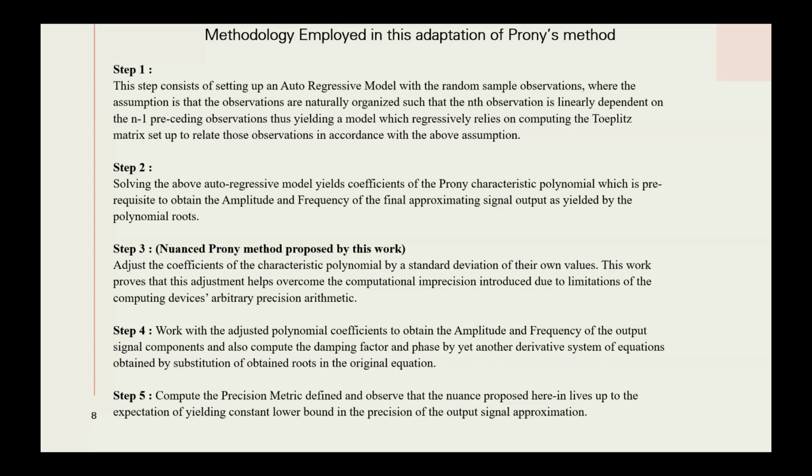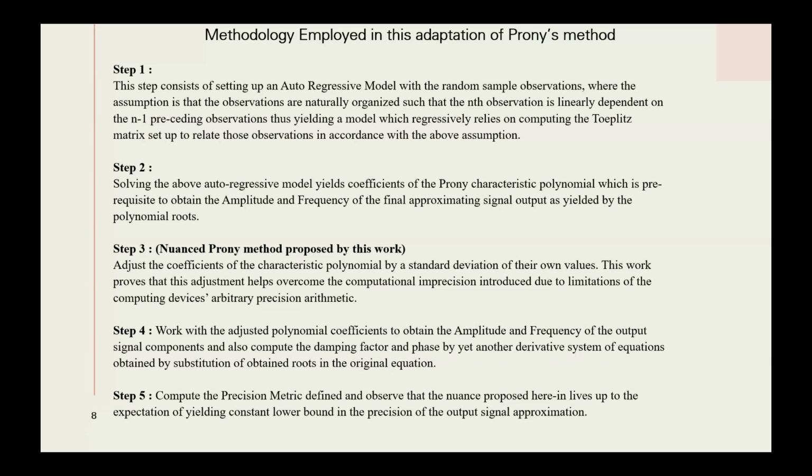But the nuance in this particular adaptation is that, as I mentioned, you adjust the coefficients of the characteristic polynomial by a standard deviation of their own values. This work proves that this adjustment helps overcome the computational imprecision introduced due to the limitation of the computing device's arbitrary precision arithmetic.